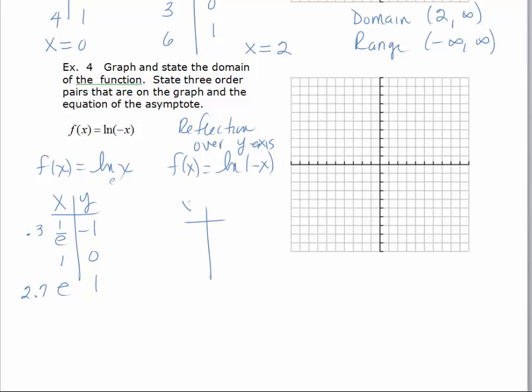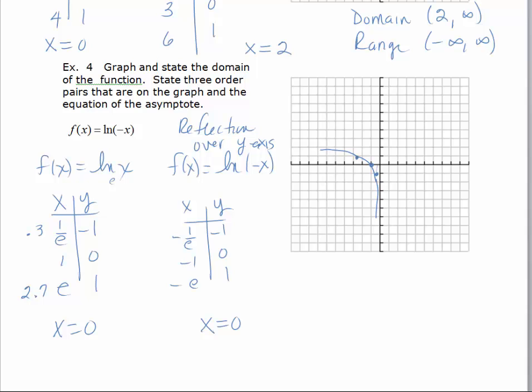So I'll state my three new ordered pairs. I'm going to change the sign of all the x's. I'd have negative 1 over e, negative 1; negative 1, 0; and negative e, 1 for my y's. This is around negative a third, and this is around negative 2.7. My asymptote for the original is x equals 0, and reflecting over the y-axis does not change your asymptote. So around negative a third, down 1; negative 1, 0; and then negative 2.7, up 1. My vertical asymptote is still the y-axis. I come through these points gradually and try to approach that axis without hitting it.